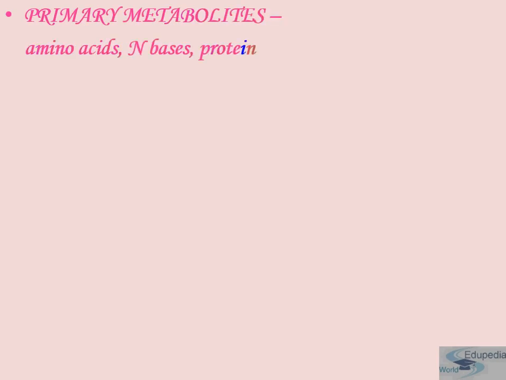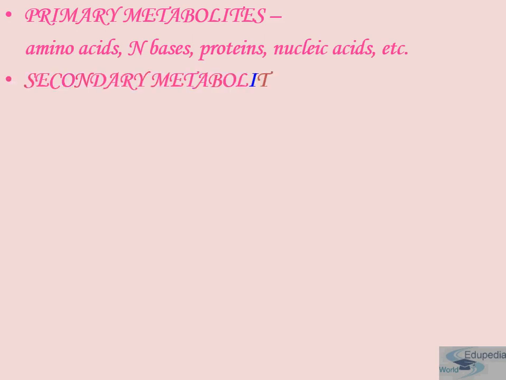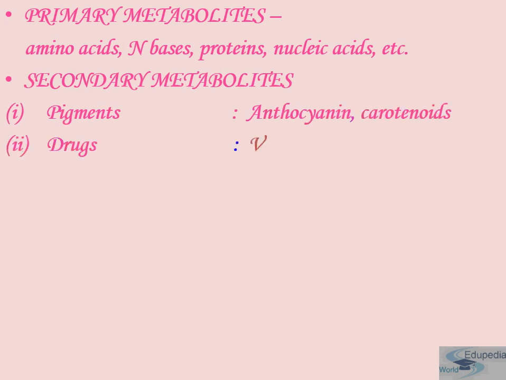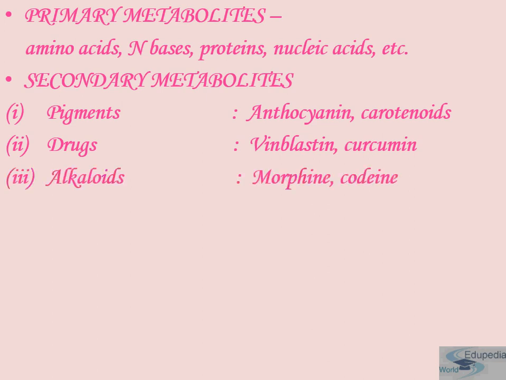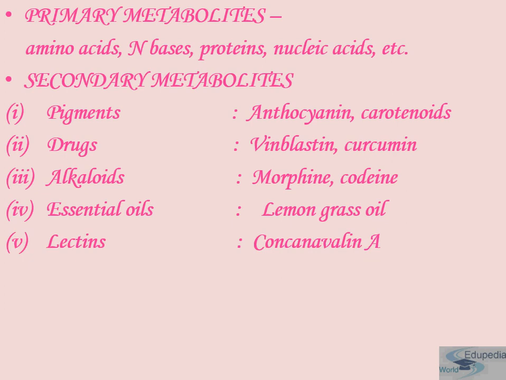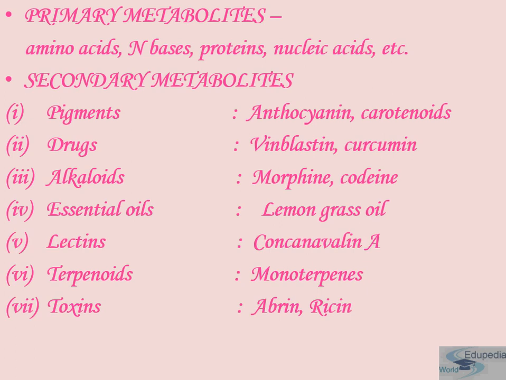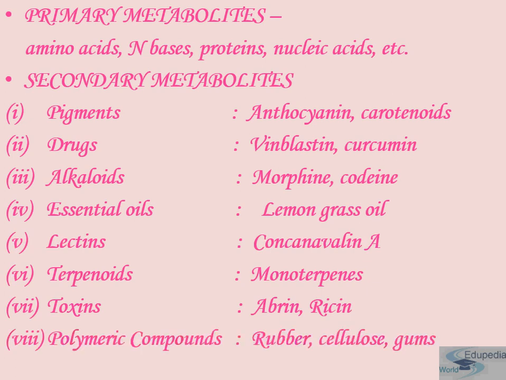So, primary metabolites, their examples are amino acids, nitrogenous bases, proteins, nucleic acids, etc. And secondary metabolites: pigments such as anthocyanin and carotenoid, drugs such as vinblastine and curcumin. Third is alkaloids such as morphine and codeine. Essential oils such as lemongrass oil. Lectins such as concanavalin A, terpenoids such as monoterpenes, and toxins such as abrin and ricin, polymeric compounds such as rubber, cellulose, and gums.